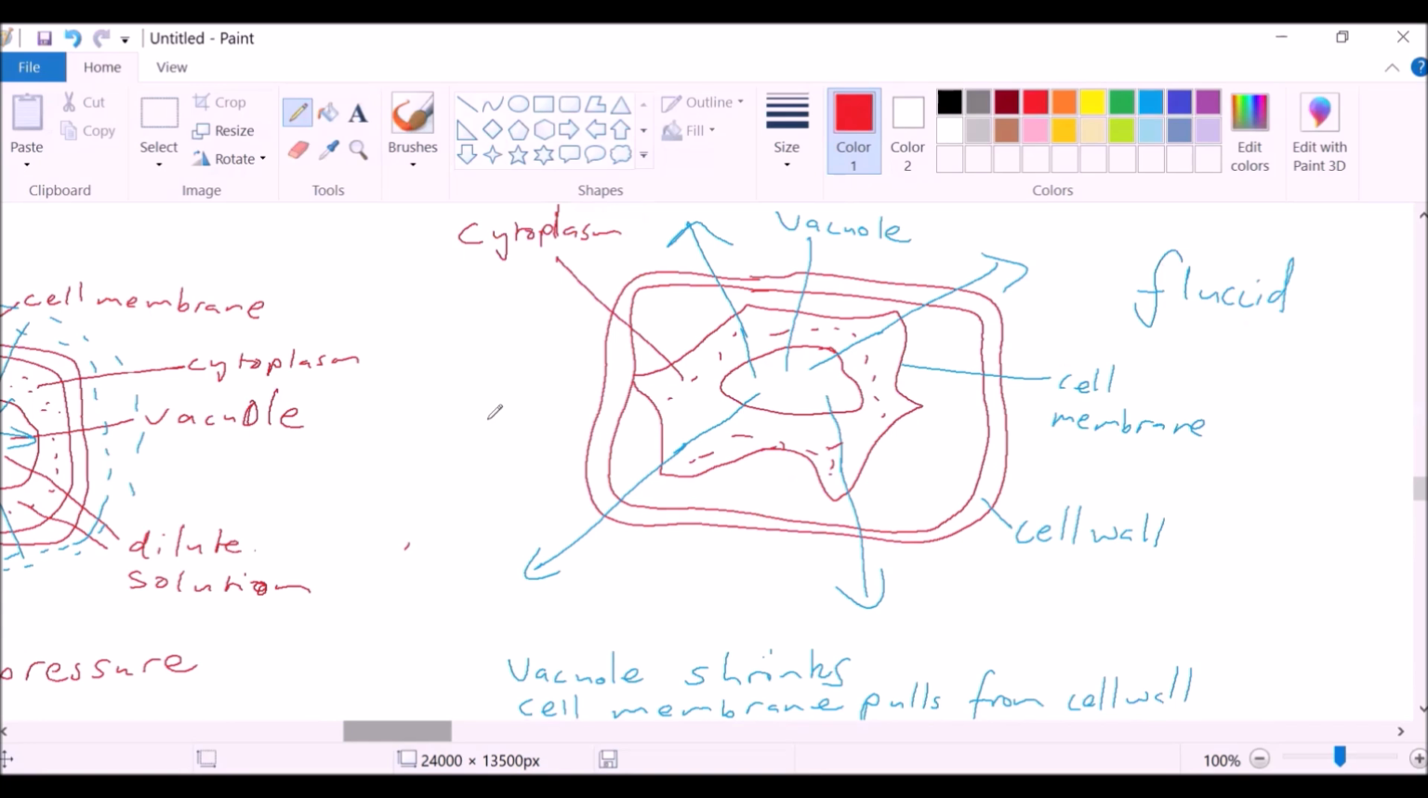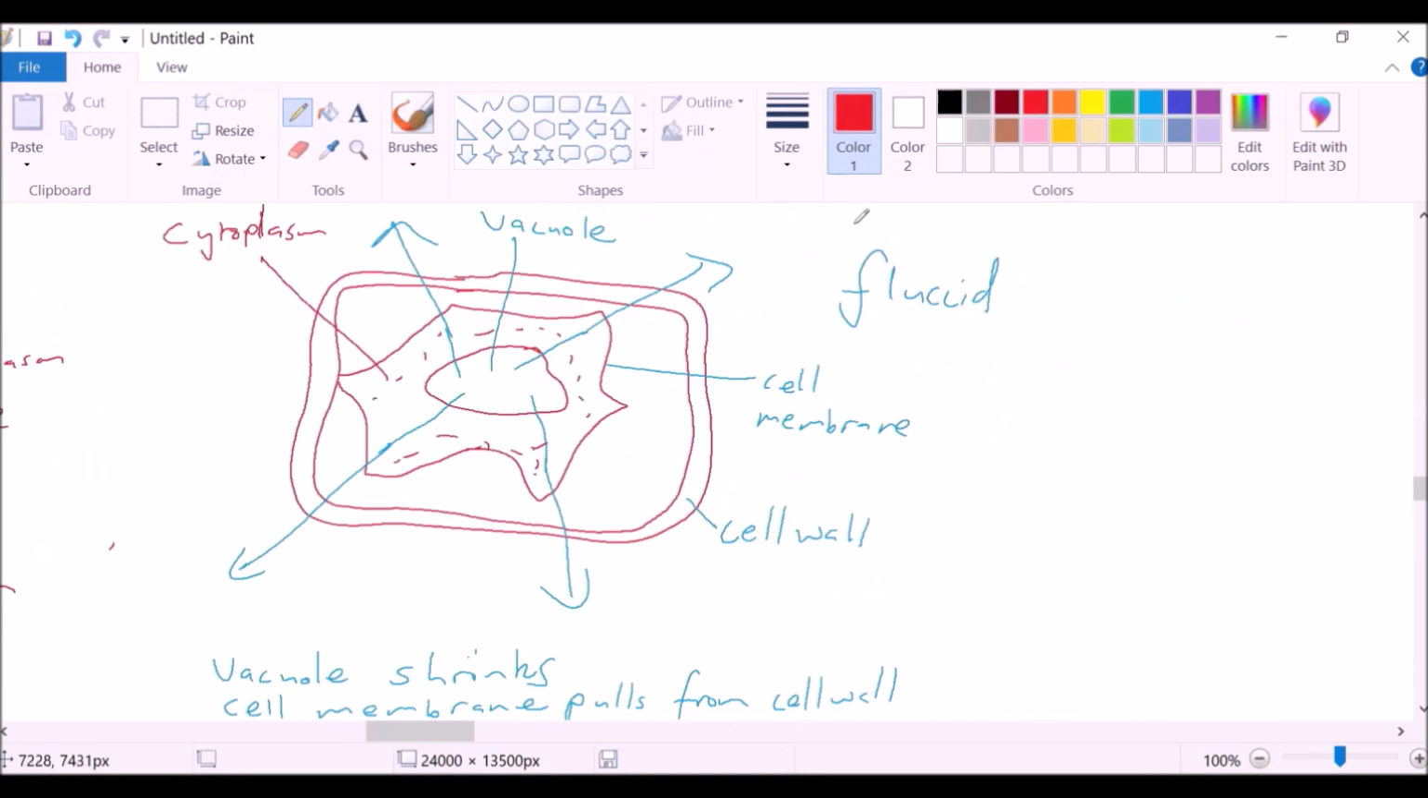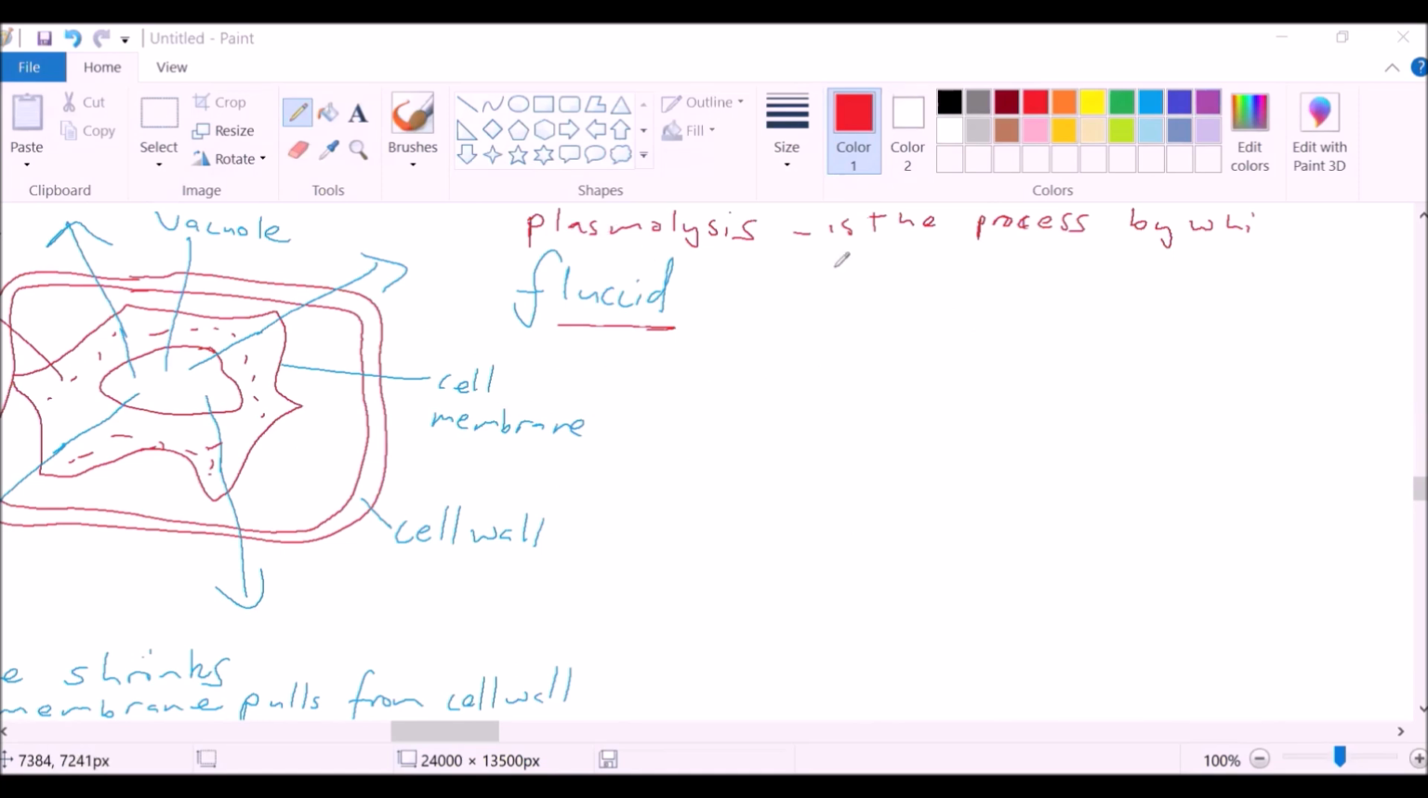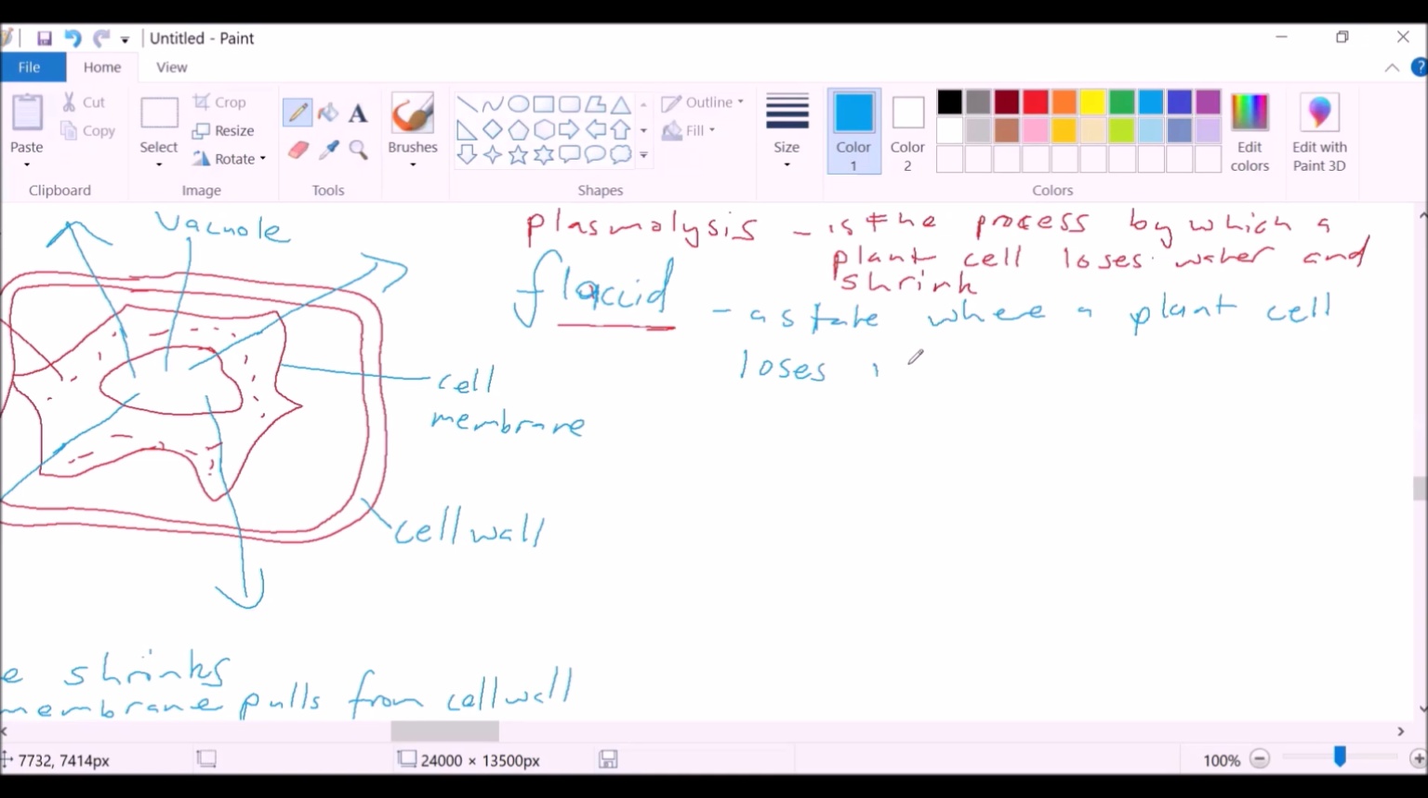The loss of water from a cell is what we call plasmolysis. And we can say this cell is plasmolysed or flaccid. So plasmolysis is the process by which a plant cell loses water and shrinks. And flaccid refers to a state where a plant cell loses its firmness or becomes limp.